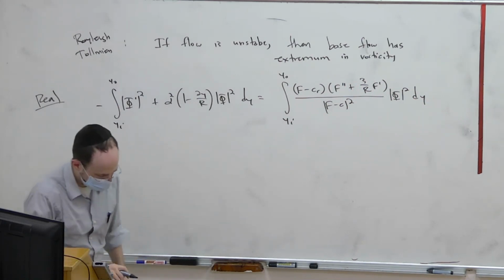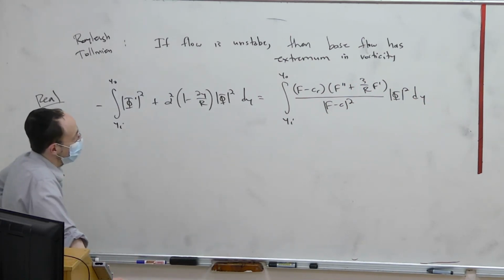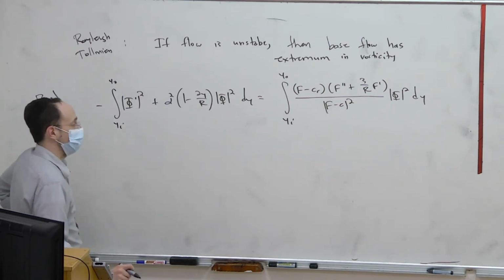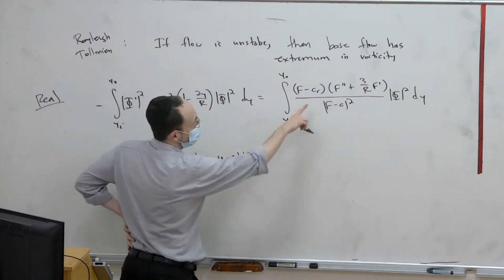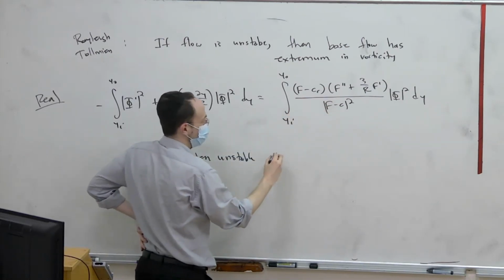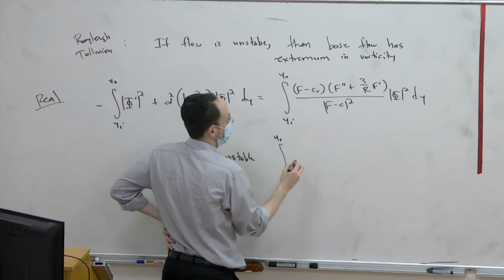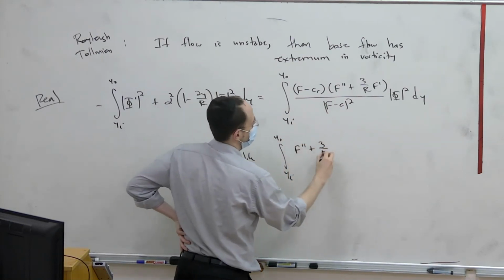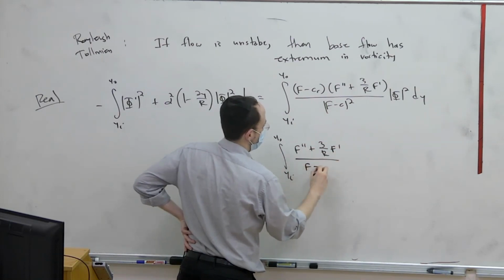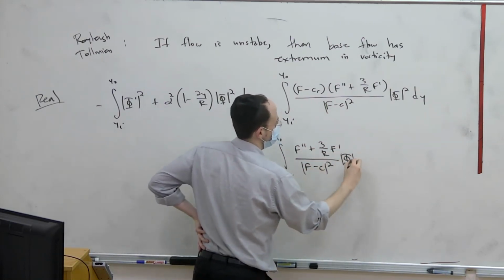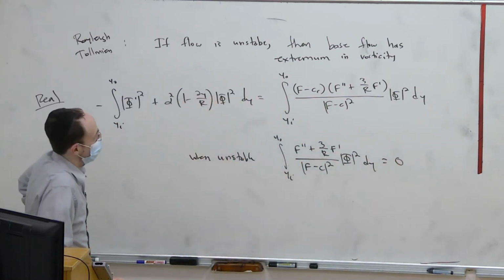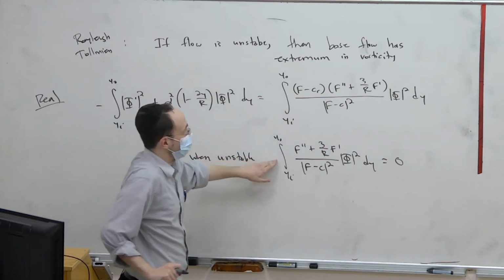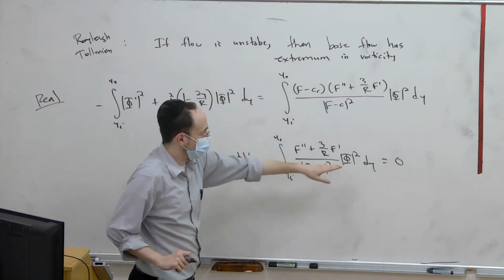And Fjortoft said we can look at this and we can realize in the case where the flow is unstable, we actually know something already. So when it's unstable, we know that part of this integral is actually already zero, right? The part that has the 3 over r f prime over (f minus c) squared times |Y| squared dy is already equal to 0 if it's unstable. Well, we can make use of this, right? Because if this is true, this is equal to 0.